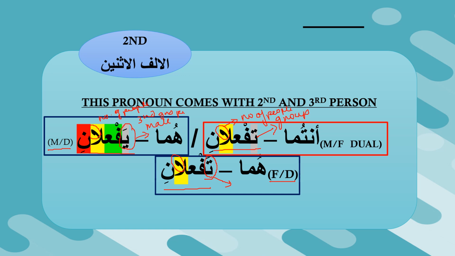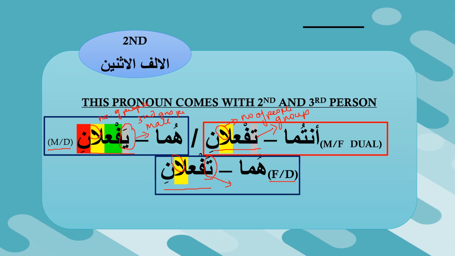So one may ask that taf'alani from the mukhatib group and taf'alani from the ghaib group for feminine are similar. How are you going to distinguish between the verb being used only for feminine dual and the same verb being used in mukhatib for both of them? As I said, in a sentence there will be a clue that will let you know that this verb taf'alani is being used only for feminine dual in ghaib, or it is being used for the male and female dual in the mukhatib.